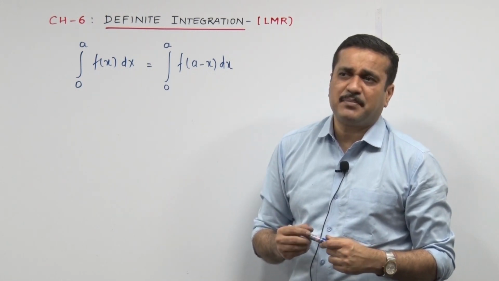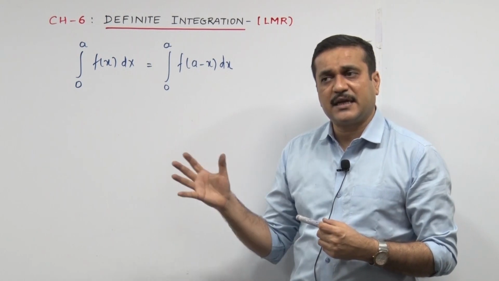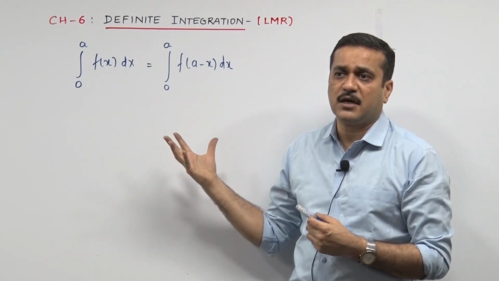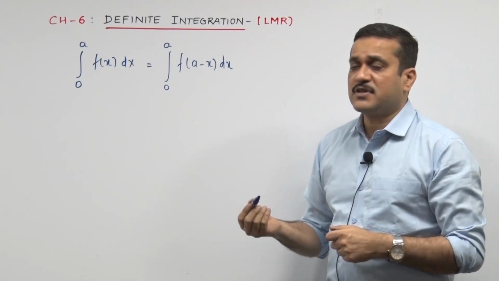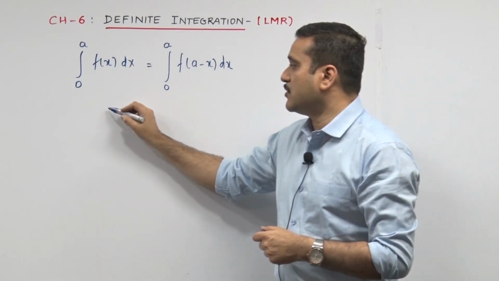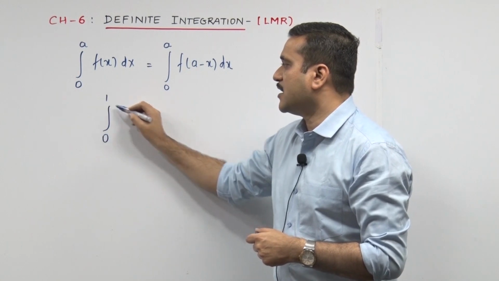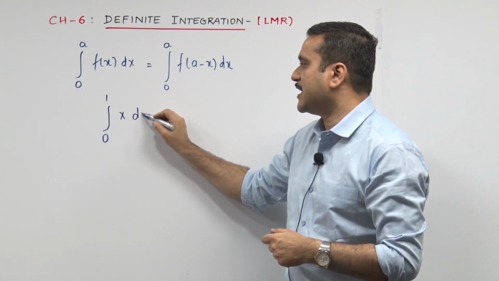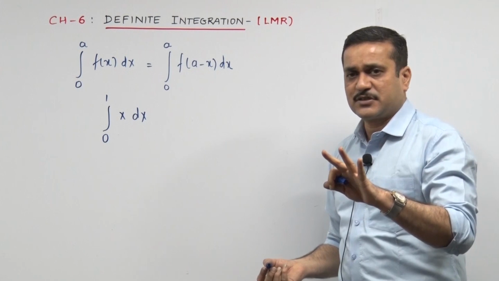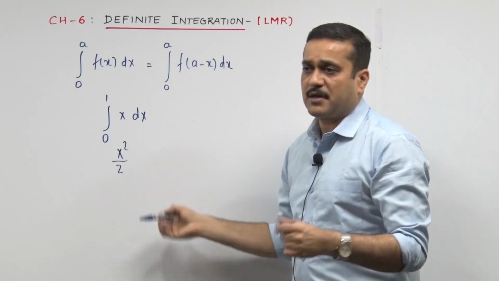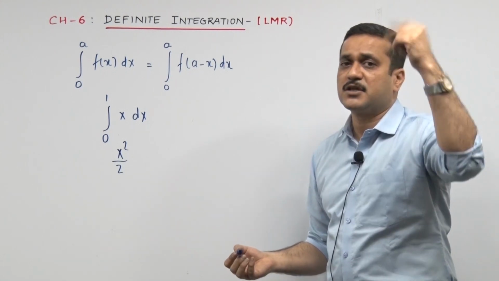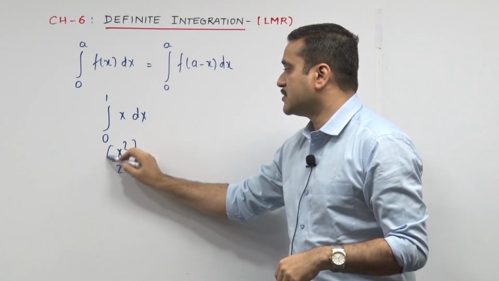Now students do happen to, I have shown them the technical way of deriving this formula or this property, but they get more convinced when I put up an example. Let us say you are integrating from 0 to 1 a very simple function, x dx. Your function is x. So the integration of x is x square by 2, it's x raised to n plus 1 by n plus 1. It goes from 0 to 1.